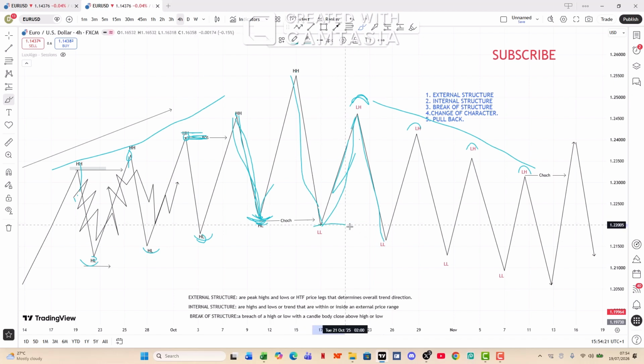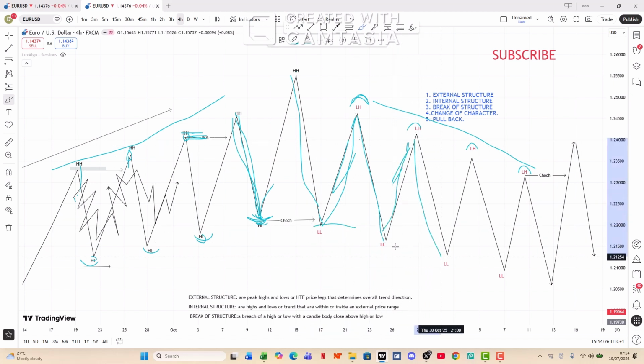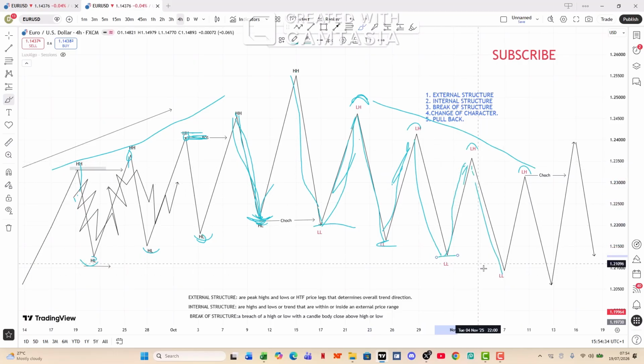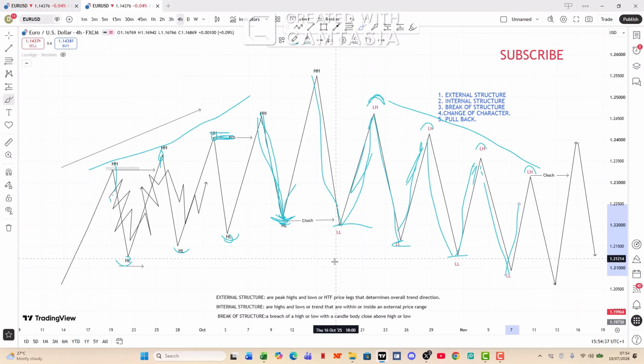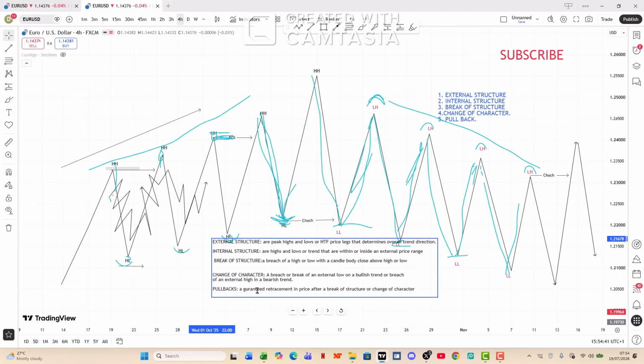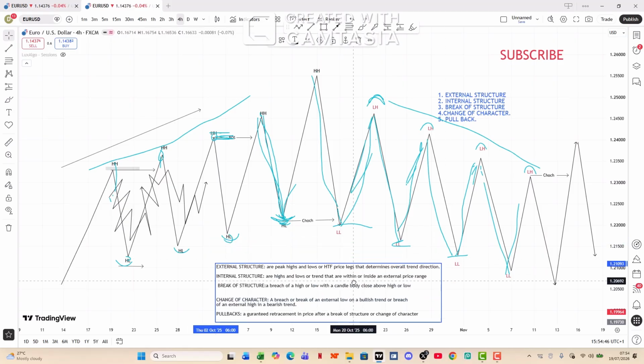So after this break, we'll be expecting a pullback. There's a pullback leg. So after this break, we'll be expecting another pullback, which is this pullback leg. So after this break, we're expecting another pullback. So the rule just simply states that a guaranteed retracement in price after a break of structure or a change of character.